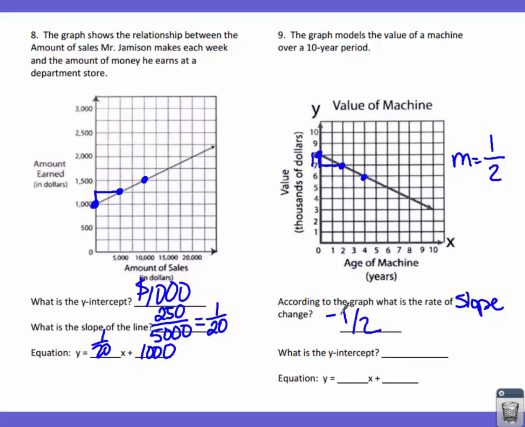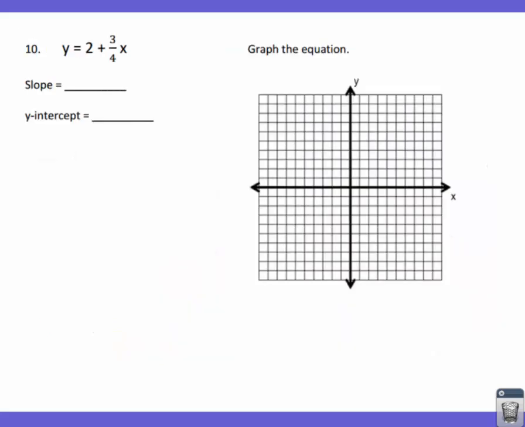And then what is the y-intercept? Well, if we look here at the y-intercept, it's at 8 right there. So y-intercept is 8, and that really stands for $8,000. But on the graph, it's just an 8. Okay, so our equation then is negative 1/2 plus 8. Okay, last question on the test review. This one should be a no-brainer. Okay, I gave you the equation, find the slope and y-intercept.